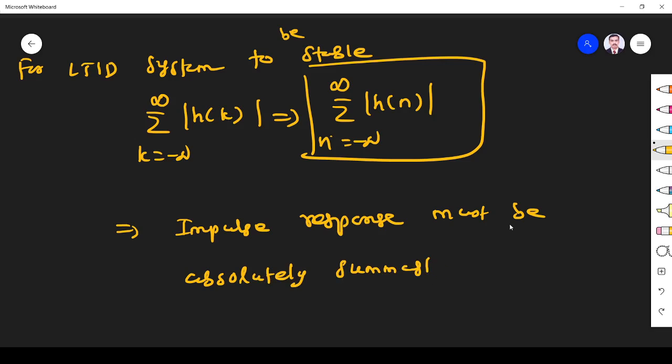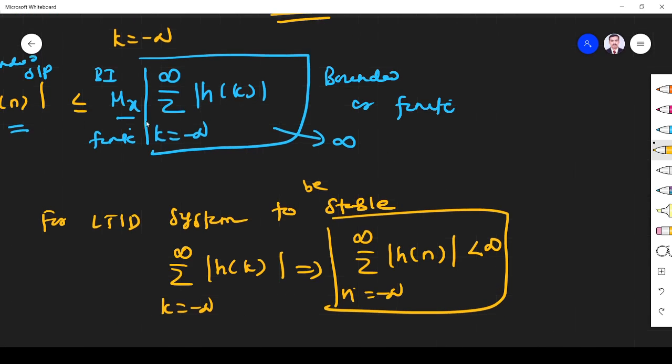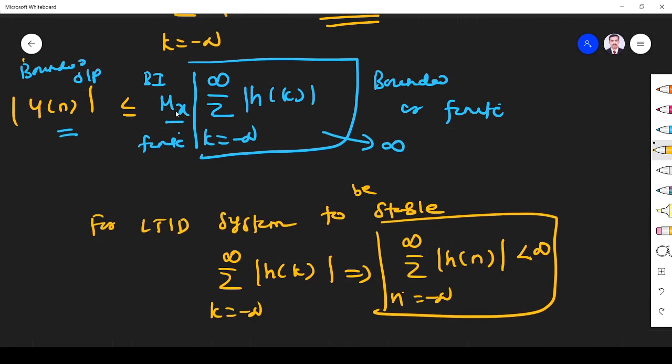Absolutely summable means you must be able to find the sum. It should not be infinity; it must be less than infinity. If it is infinite, what will happen? If the summation is infinity, then finite multiplied by infinite, y of n will become infinite, that is, bounded input will produce unbounded output. Because we know the input is bounded, if the sum is infinity, the answer is infinity, and it is unbounded output.